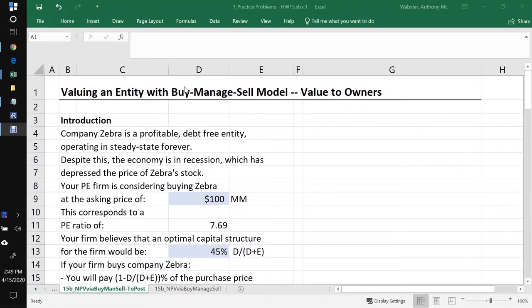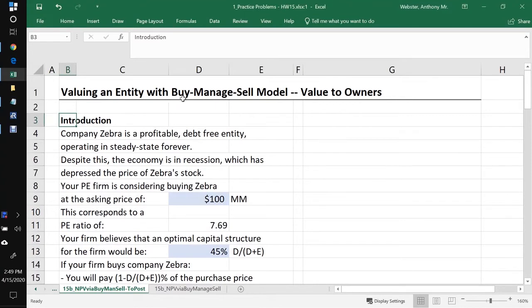Okay, so here's another example of entity valuation, very similar to what you might see in homeworks and on the final. This one is using our buy, manage, sell model, and we are going to be evaluating the entity to owners, not to all stakeholders. So let's see what we've got here.